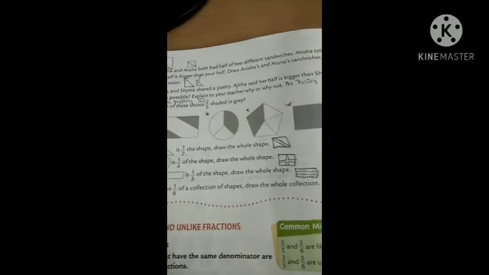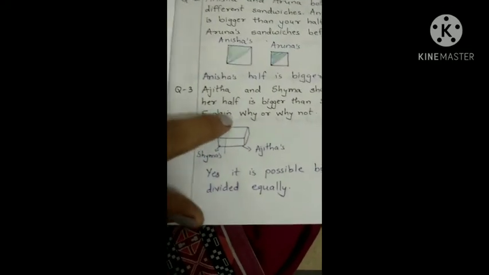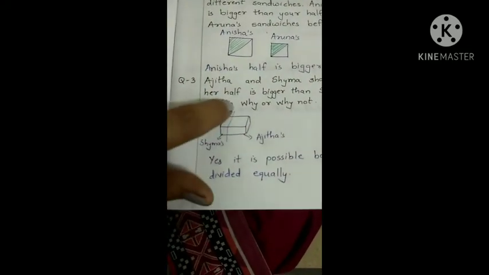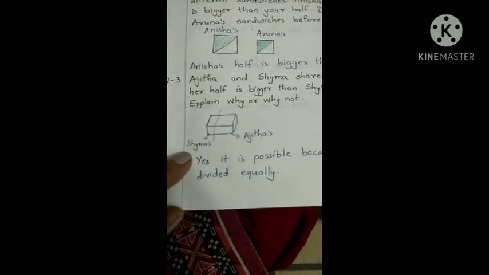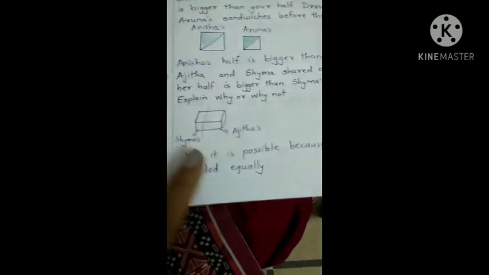Now question number 3: Ajitha and Shyama shared a pastry. Ajitha said her half is bigger than Shyama's, right? Is this possible? Explain to your teacher why or why not. Now here, see I have drawn a pastry. Okay, and I have made two parts of it. Shyama is having this much, Ajitha is having this much. Okay, so it is possible.